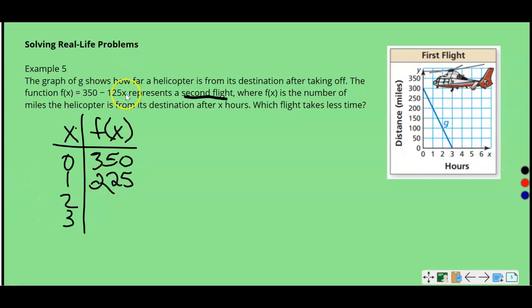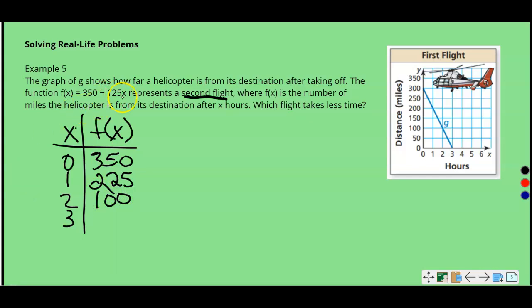And then plug in a 2 here, because remember, x is our independent variable, so we have to choose these, but we're looking at flight time. So again, they have to be positive. So 2 times 125 is 250. So 350 minus 250 is 100.